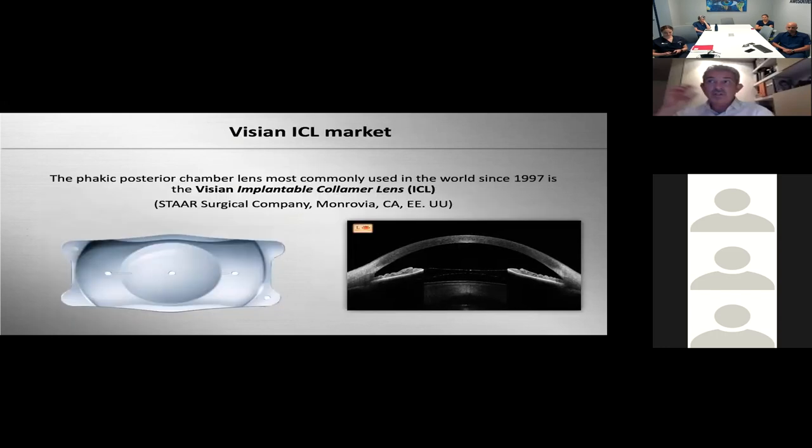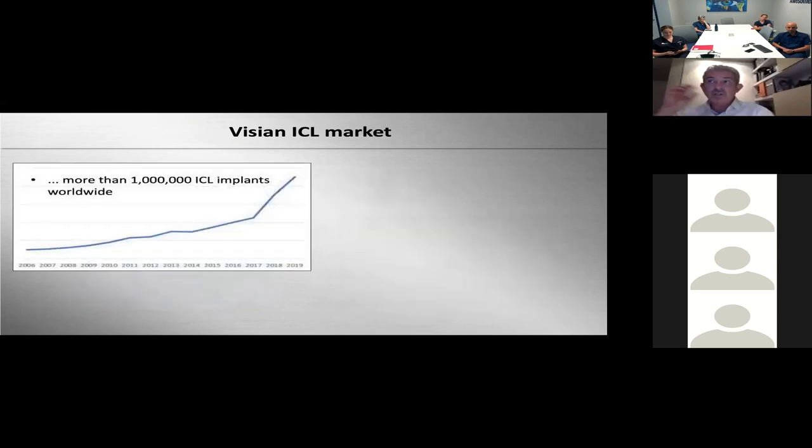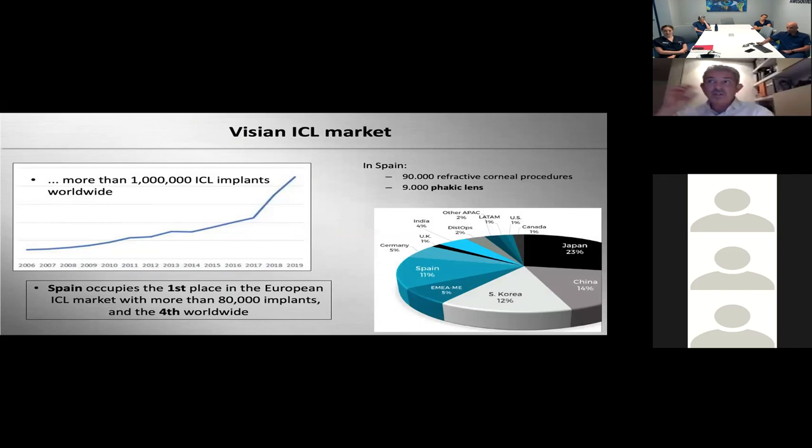In this context, the Visian implantable collamer lens, ICL, is the phakic lens most commonly used in the world. The ICL is manufactured by STAAR Surgical. Last year, we did a million implants worldwide. Spain is the first situated in the European market. Around 10% of the refractive surgery we do are phakic lenses, mainly ICL.